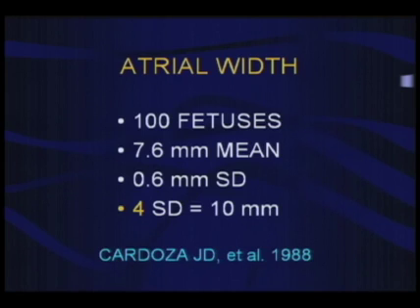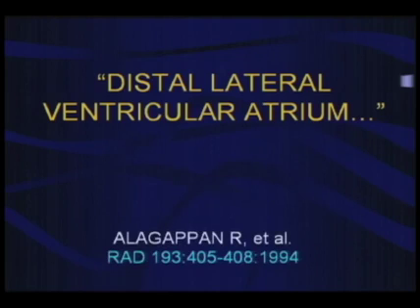This is fairly interesting because what he did, instead of taking 2 standard deviations, as many individuals do, he took 4 standard deviations and came up with a value of the upper limits of normal of the ventricular atrium of 10 millimeters. But in fact, like most studies do, if he would have taken only 2 standard deviations, he would have come up with a measurement of 9 millimeters.